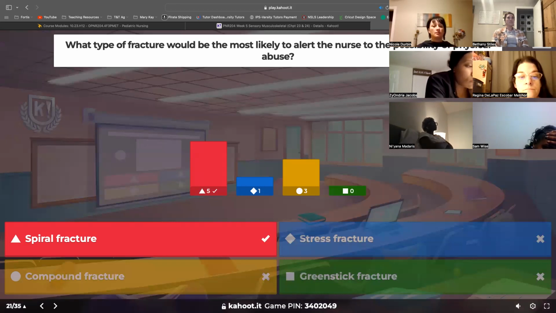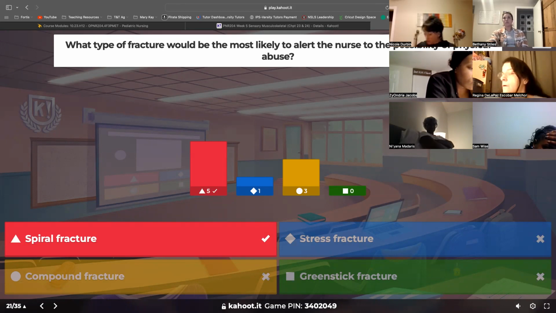So signs of physical abuse are going to be those spiral fractures. Remember, that's one that is from a twisting of the bone, very difficult to occur in a natural setting.